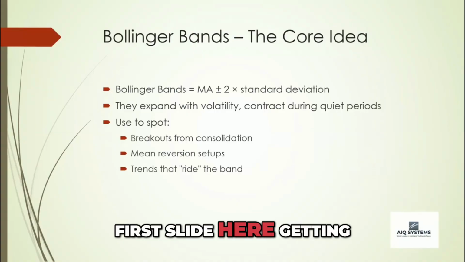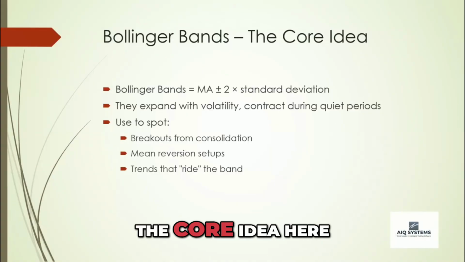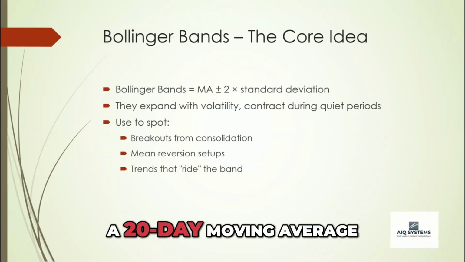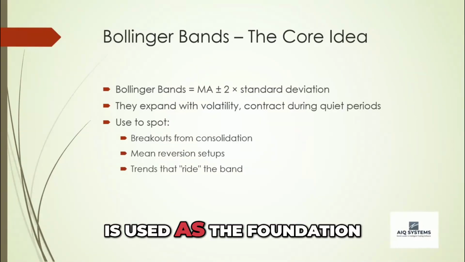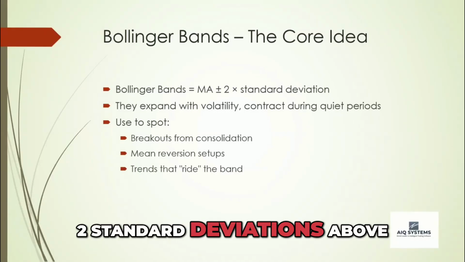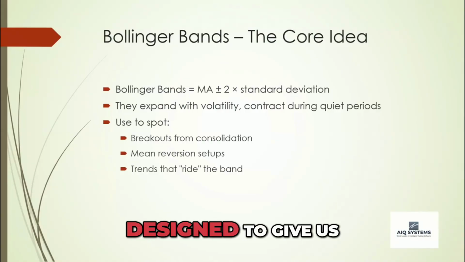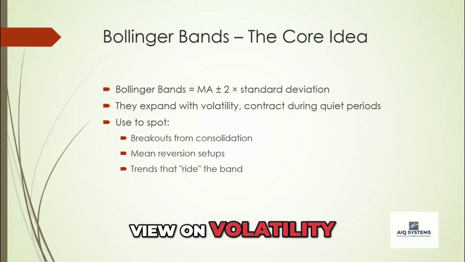So first slide here. Getting a bit click happy. Bollinger Bands themselves are, the core idea is a moving average, a 20-day moving average, just an arithmetic moving average is used as the foundation. And then for the default settings, there are 2 standard deviations above, 2 standard deviations below that moving average, designed to give us an expanded view on volatility.